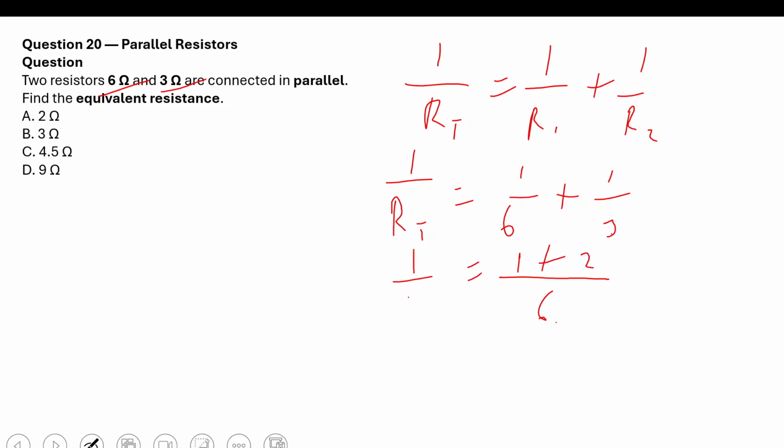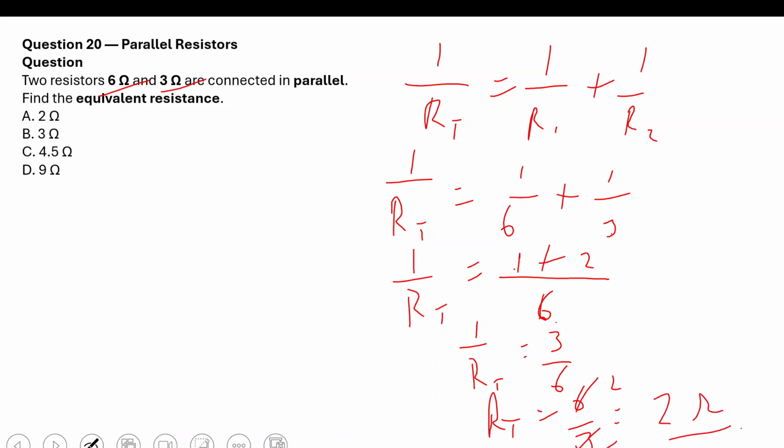So this is 1 over RT. My goal is to find RT, right? So 1 over RT is equal to 1 plus 2, which is 3 over 6. If I flip both sides, RT now becomes 6 over 3, which is 2 ohms. So the required resistance is 2 ohms.